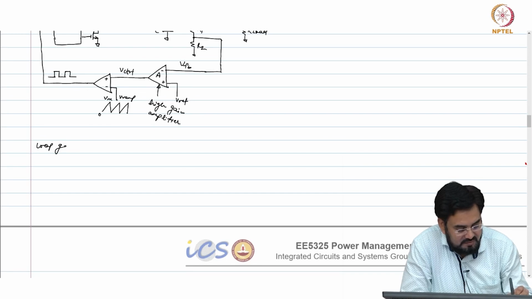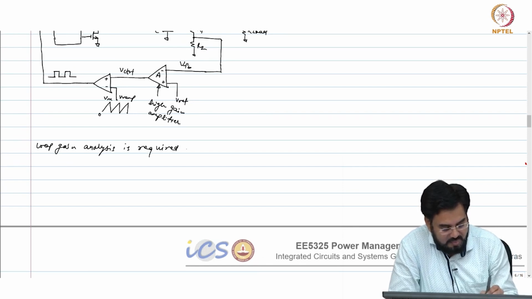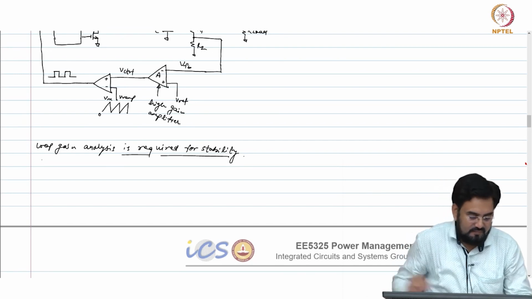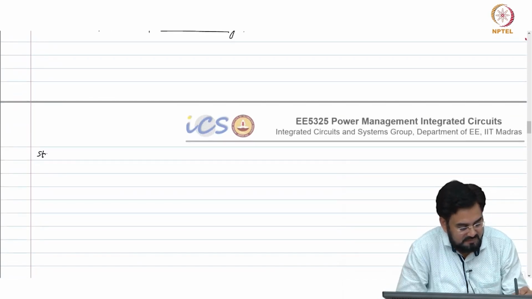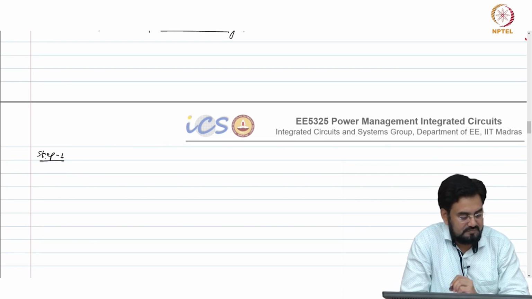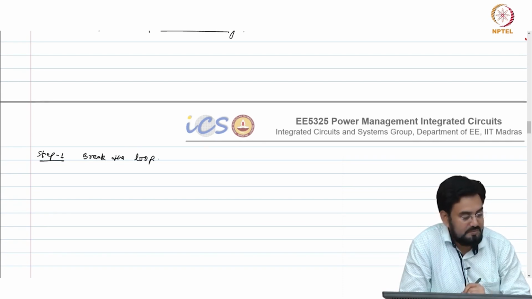So loop gain analysis is required for stability. So, this is step 1. Break the loop.